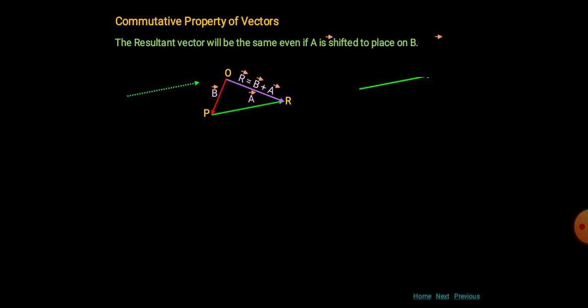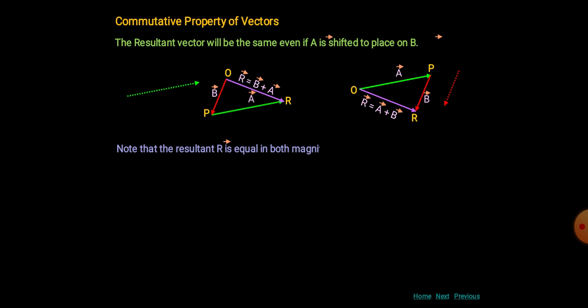Observe the next figure here. Here we have taken a vector A, vector B. Now we have shifted the vector B. So the third side of the triangle is what? OR. So what can we write here? The vector A plus vector B, because we have taken OP as A and PR as what here? B. So the resultant vector is A plus B in the second case, and in the first case the resultant vector is B plus A. So the resultant vector R is equal in both magnitude and direction.